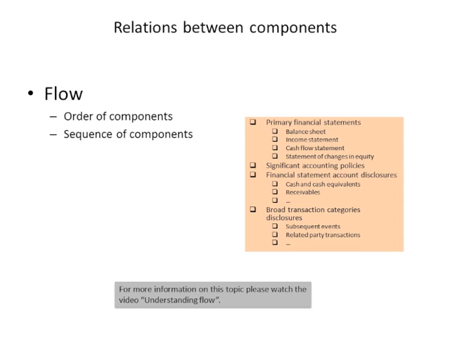Then you might have significant accounting policies, financial statement account disclosures such as cash equivalents, receivables, etc. Broad transaction category disclosures such as subsequent events, related party transactions, etc. The point is, flow is the relationship between components.